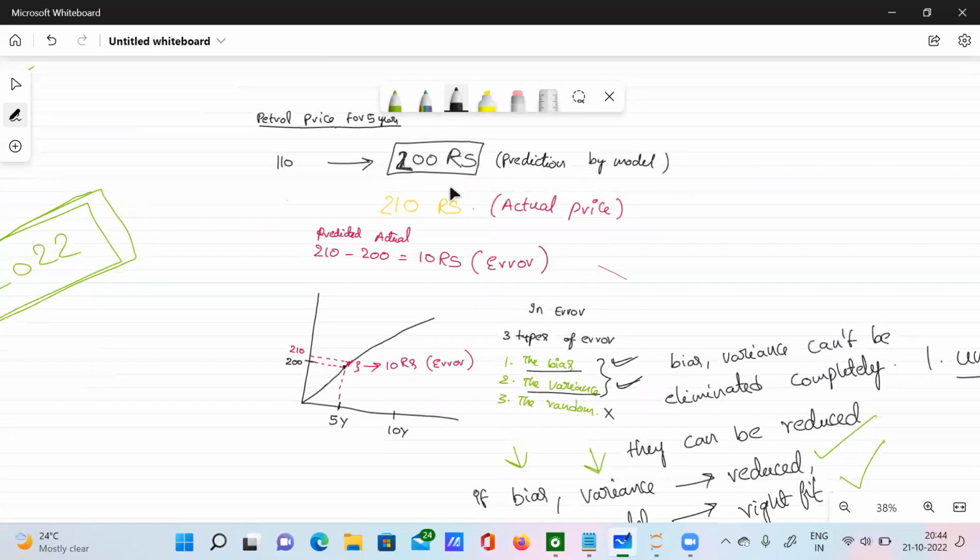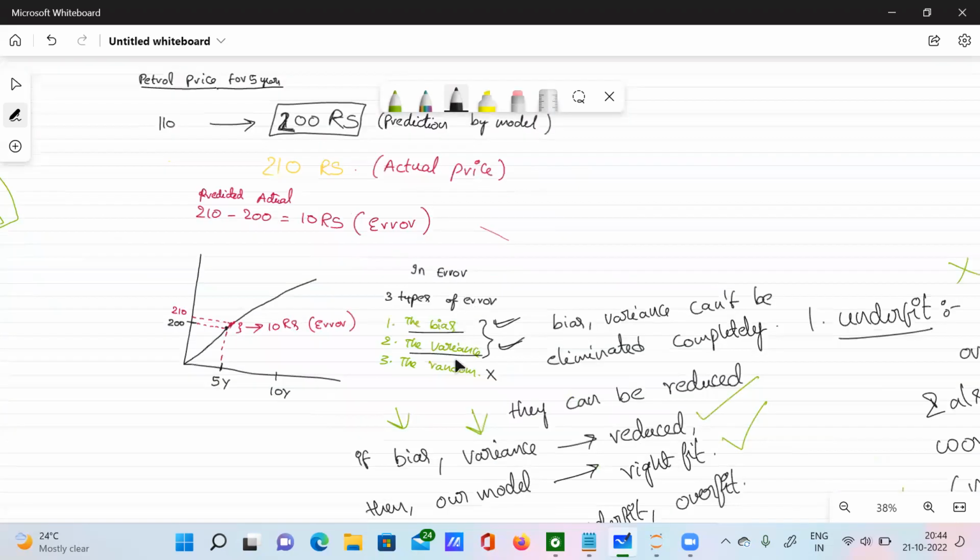And now I have given some kind of example, that this is the price which is predicted by our model, but the actual scenario is 210 rupees. So what is the difference here? The difference is nothing but the 10 rupees here, right? The difference is 10 rupees here. That's nothing but what we can call as error.